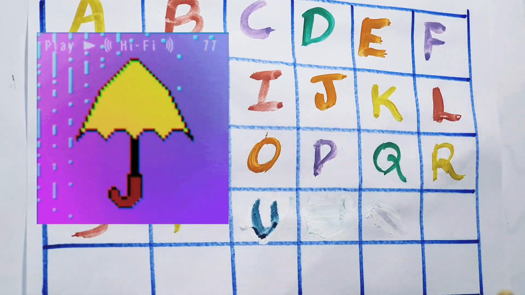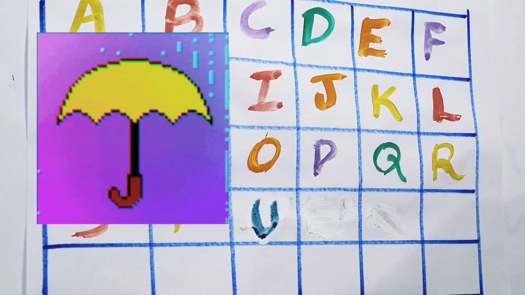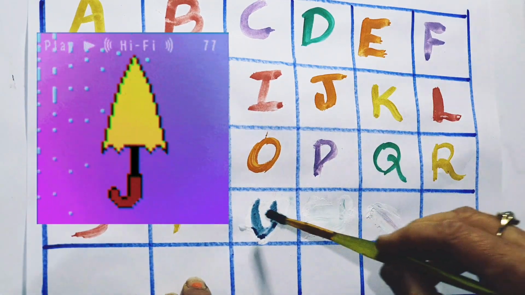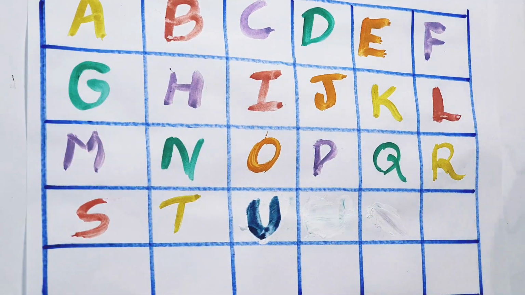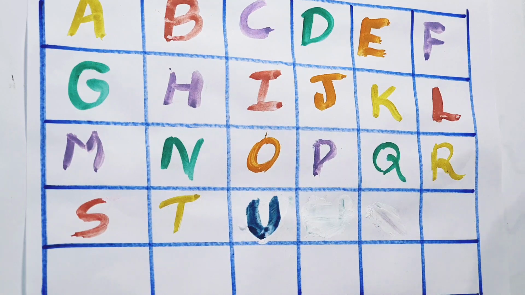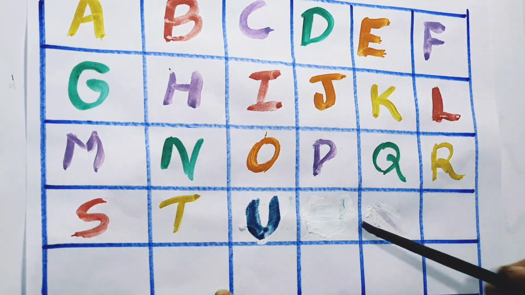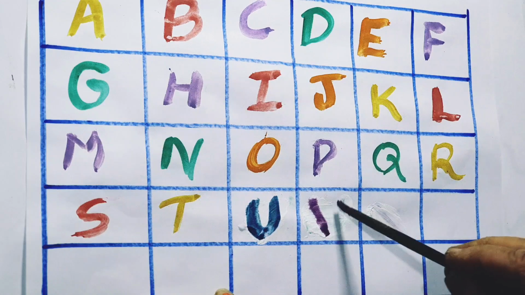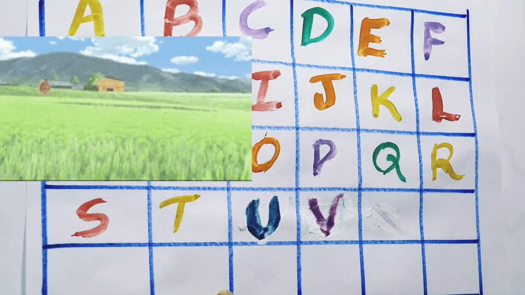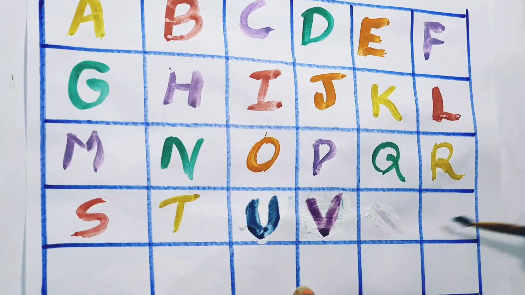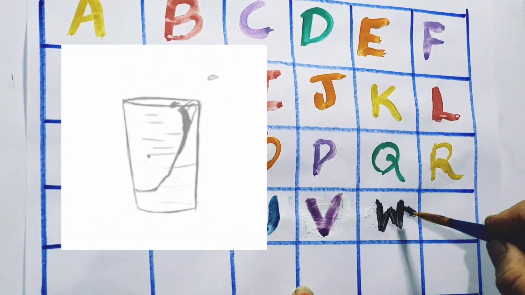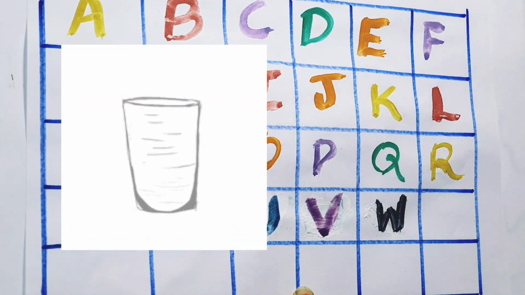U for umbrella. V for village. W for water.